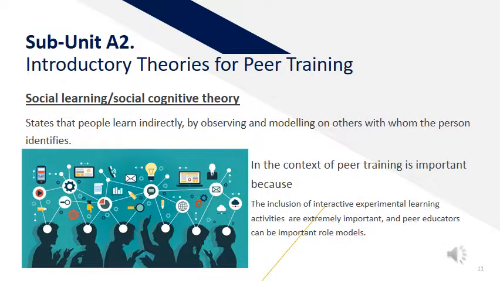Now we're going to talk about social learning, social cognitive theory. This theory is largely based upon the work of psychologist Albert Bandura. He states that people learn indirectly by observing and modeling on others with whom the person identifies, for example, how young people see their peers behaving, and through training in skills that lead to confidence in being able to carry out behavior. This specific condition is called self-efficacy, which includes the ability to overcome any barriers to performing the behavior.